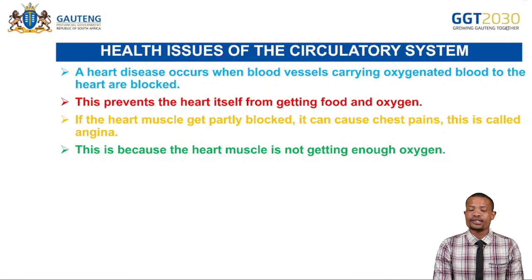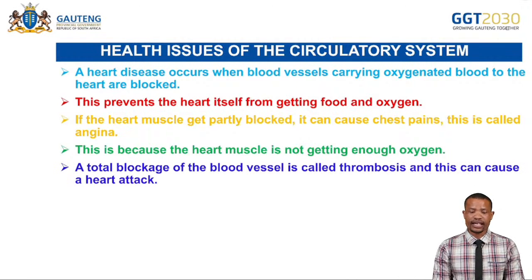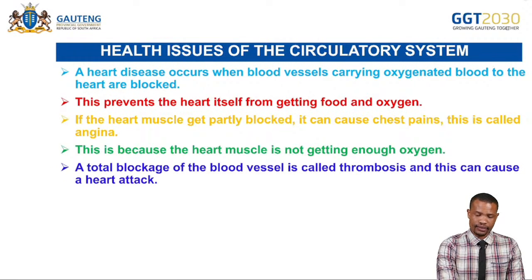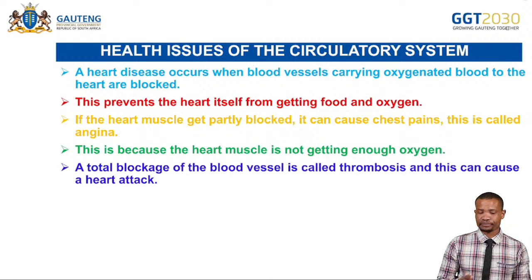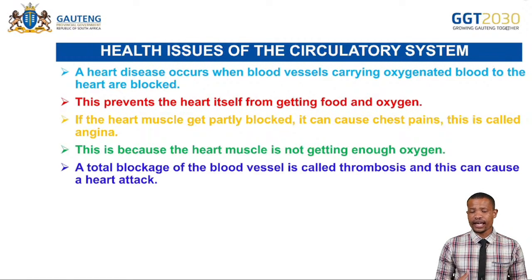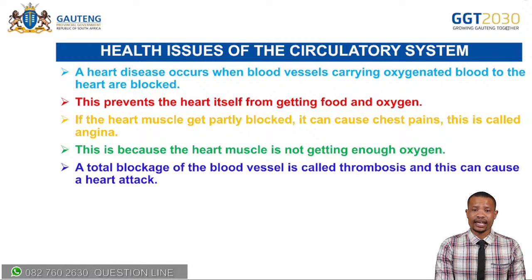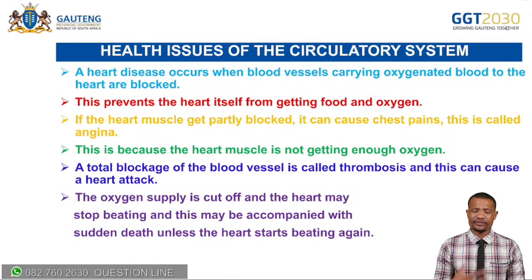This is because the heart muscles are not getting enough oxygen that is needed to fulfill the functions of the heart. Okay, a total blockage of the blood vessels is called thrombosis, and this can cause a heart attack. So when there's a total blockage of the blood vessels, what does that mean? That means there is not even a droplet of blood that is able to flow through that particular blood vessel. That condition is called what? Thrombosis, and it can cause a heart attack, which has very, very painful chest pains.